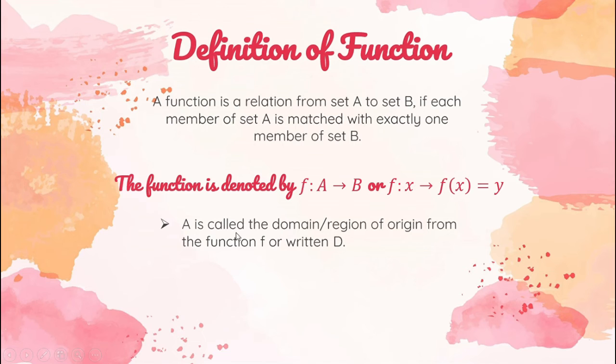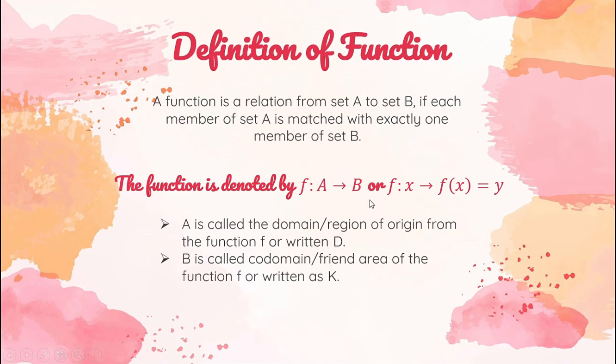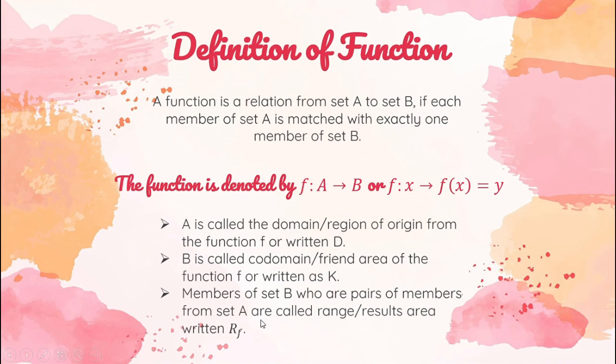A is called the domain or region of origin of the function f, written as Df, and B is called the codomain or friend area of the function f, written as Kf. Members of set B who are pairs of members from set A are called the range or results area, written as Rf.